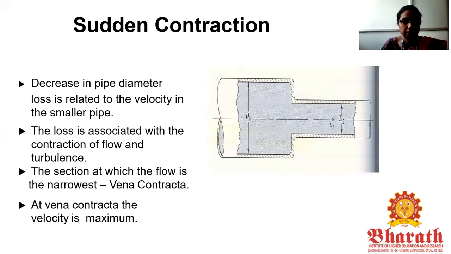Then sudden contraction. In a decrease in pipe diameter, the loss is related to the velocity in the smaller pipe. The loss is associated with the contraction of the flow and turbulence. The section at which the flow is narrowest is called the vena contracta. At the section where the flow is narrowest, the velocity is maximum. Here the flow from the larger diameter pipe enters the smaller diameter pipe. Diameter D1 is the larger diameter and D2 the smaller diameter. So there is sudden contraction in the flow of the fluid.